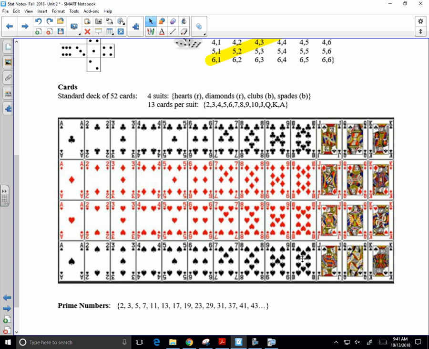13 per suit, right? So 2 through 10 are your numerical cards. Jack, Queen, King, and Ace are the non-numerical cards. All right, non-numerical cards we assume have no numerical value.